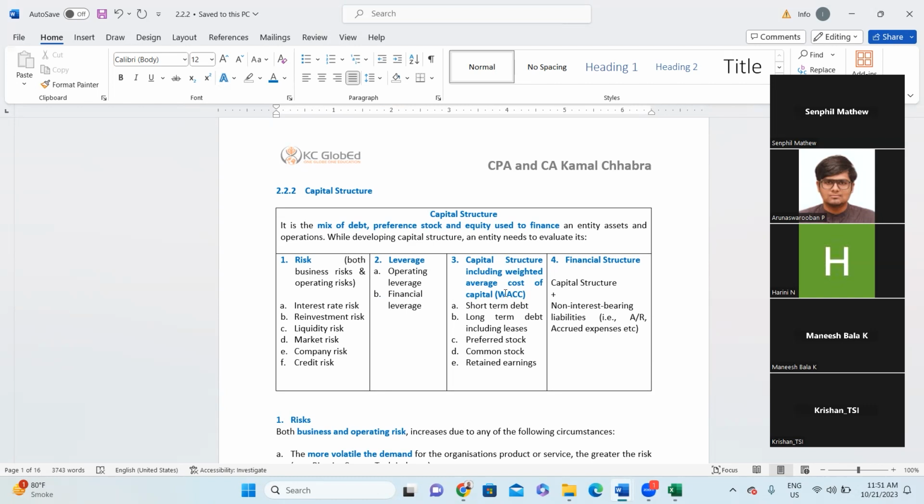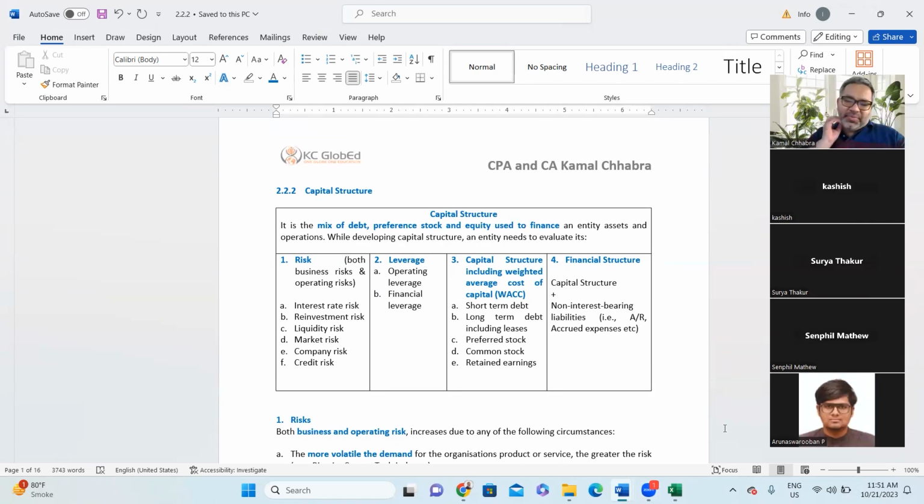Have you guys heard this term before? Weighted average cost of capital? By any chance, any one of you heard this? Weighted average cost of capital? Yes, but I forgot what it is. Yeah, Manish, Krishan, Matthew, have you? Yeah, we heard about that. Any idea what is weighted average cost of capital?